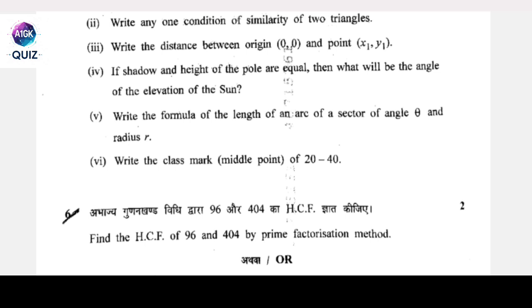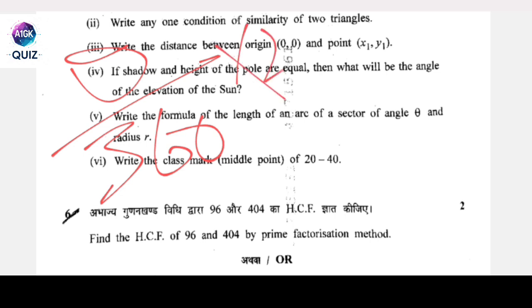Next, question number 5. Write the formula of the length of an arc of a sector of angle theta and radius r. The formula for the length of arc is theta upon 360 into 2 pi r.